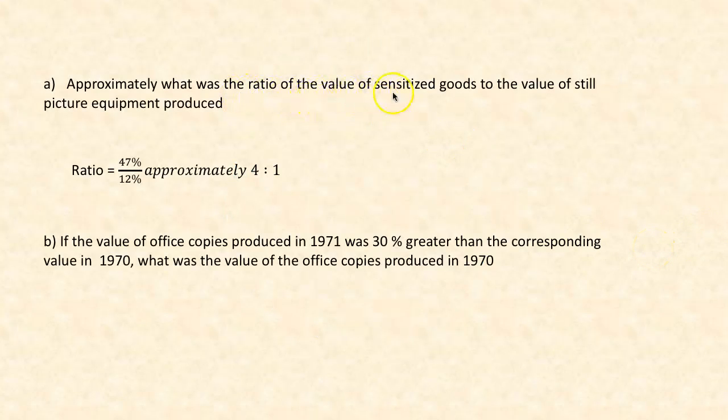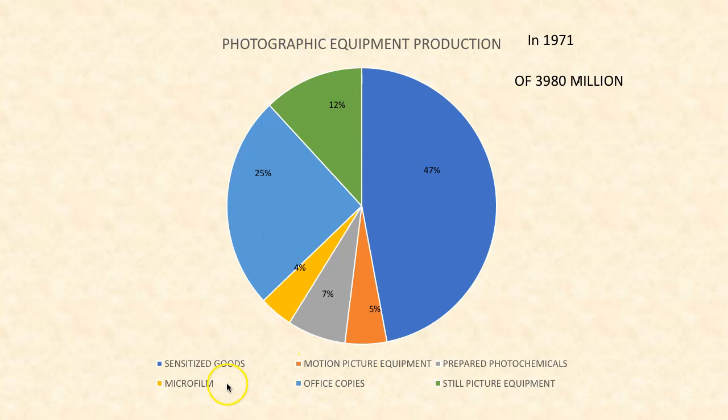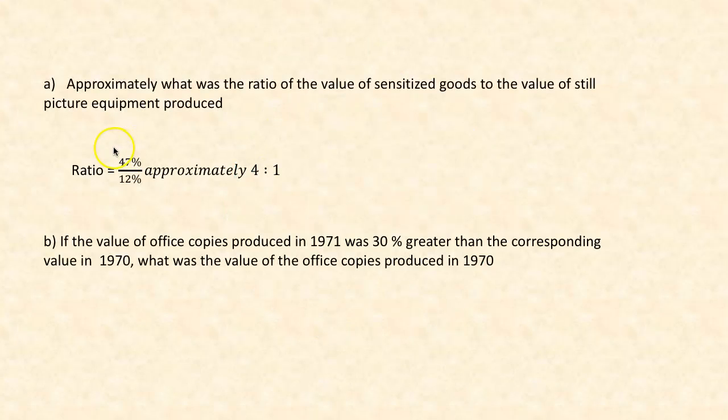Approximately what was the ratio of sensitized goods to the value of still picture equipment produced? As per the graph, sensitized goods is 47% and still picture equipment is the green part, which is 12%. So the ratio is 47% by 12% because we need to find the value of sensitized goods to the value of still picture equipment produced. So that is approximately 4:1 because 12 fours are 48.